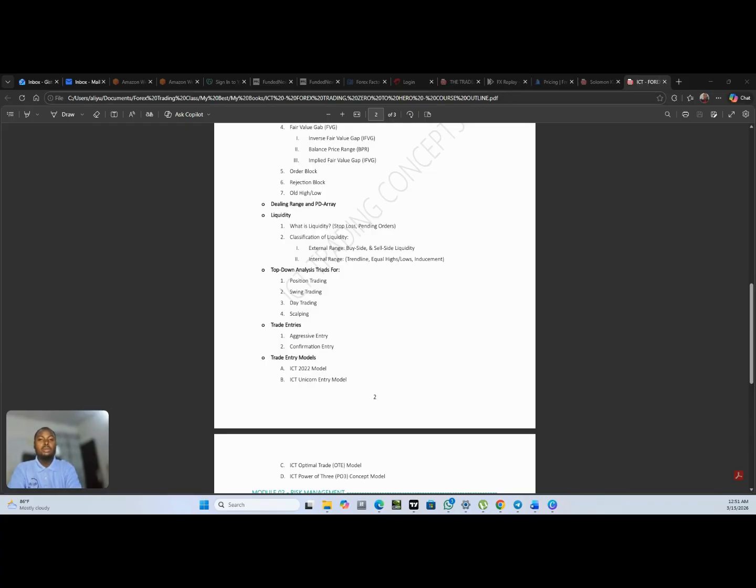Liquidity is one of the most important concepts in ICT trading because it explains why price moves the way it does. You will understand where stop losses are placed, where institutions are likely to target, and how liquidity creates high probability trading opportunities. I will teach you more about stop losses when we start risk management, so don't worry. Once you understand liquidity, you will start to see the market from a completely different perspective. So let's dive in.